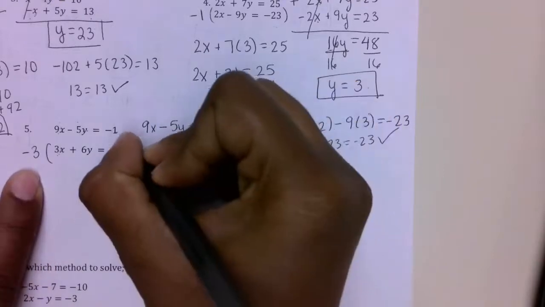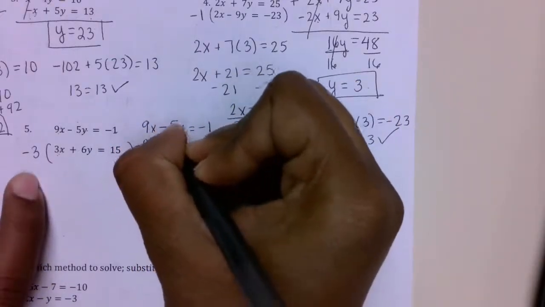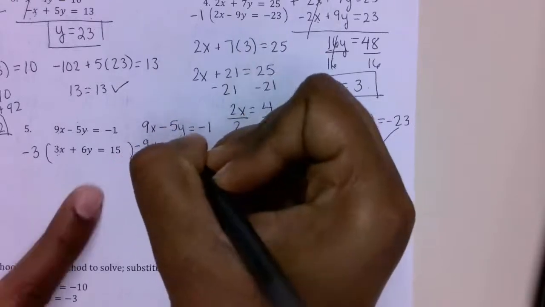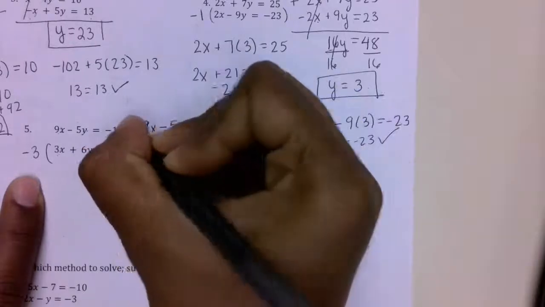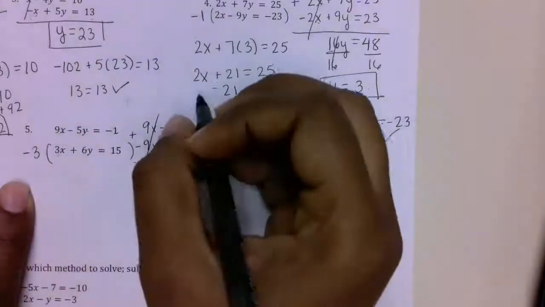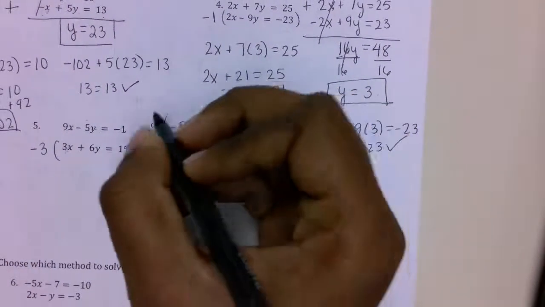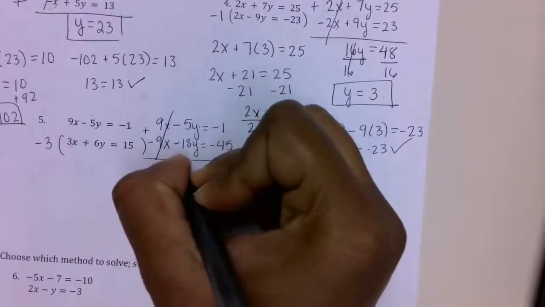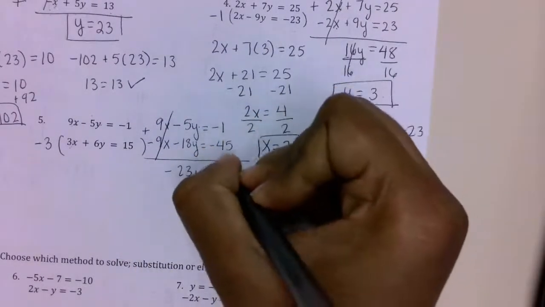So 3x times negative 3 is negative 9x. 6y times negative 3 is negative 18y. And 15 times negative 3 is negative 45. And we're going to add those together. 9x minus 9x, that cancels out. Negative 5y minus 18y, negative 5 minus 18 gives me negative 23y is equal to negative 1 minus 45, which is negative 46.